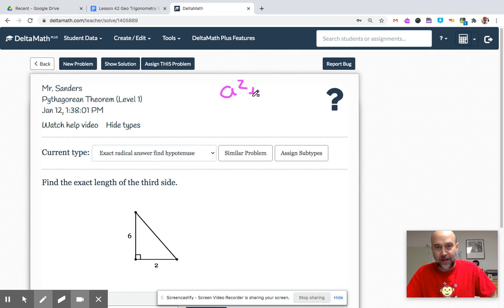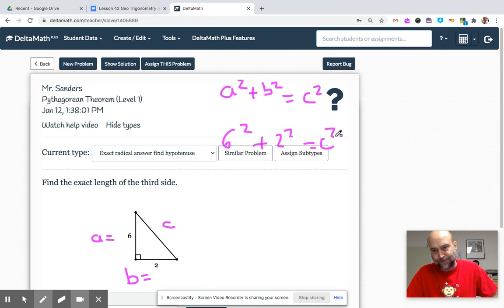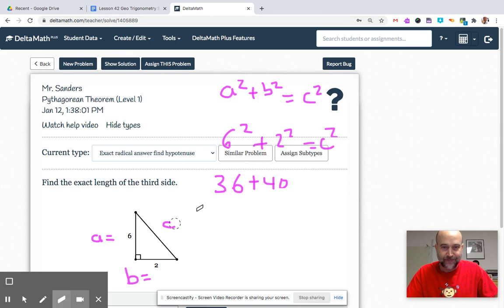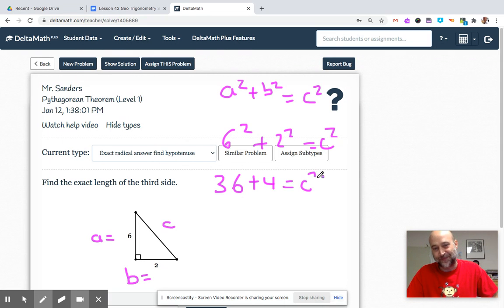A squared plus b squared equals c squared. C has to be the hypotenuse. This is c. I'll call this a. I'll call this b. So that would be 6 squared plus 2 squared equals c squared. Always write it out. 36 plus 4 equals c squared. 40 equals c squared. Square root.